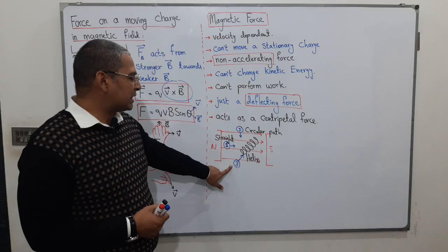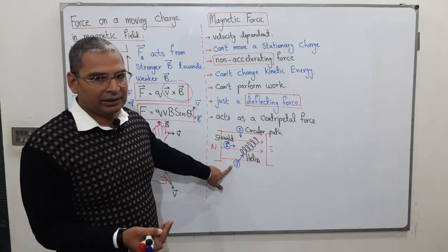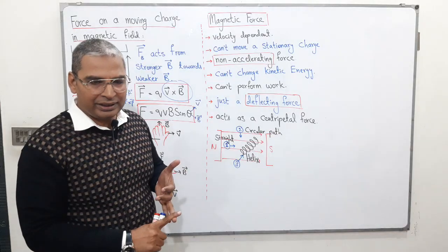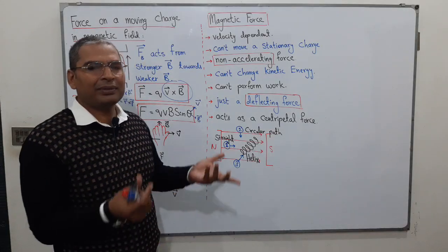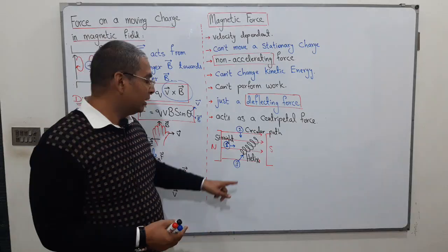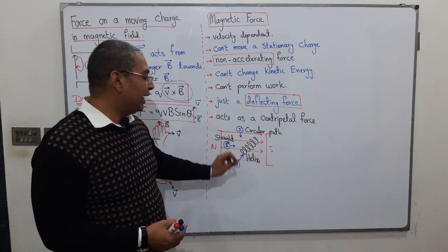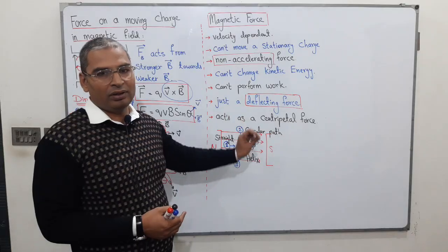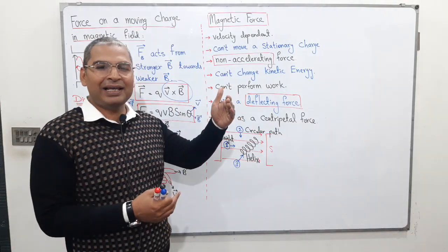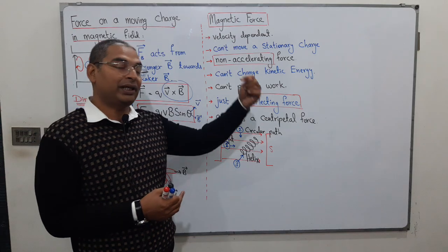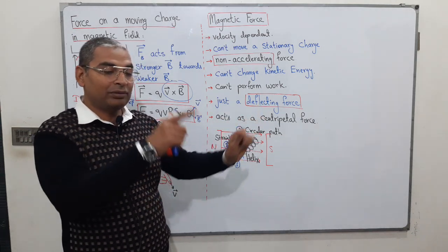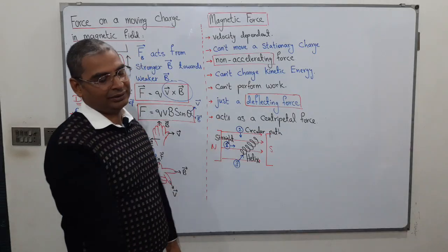If it enters at some other angle, neither 0 nor 90, at some other angle like 10 degree, 20 degree, 30 degree, 45 degree, it will make a helical path, because now it wants to translate as well as circulate. The combined effect of translational motion and circular motion is a helical path.